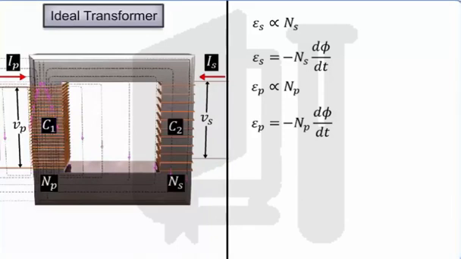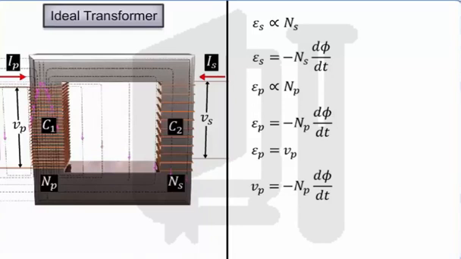For an ideal transformer, the primary coil has zero or negligible resistance. Therefore, the induced EMF EP is equal to the voltage across the primary, VP. Hence, we get VP is equal to minus NP into d phi by dt. Let this be equation 1.